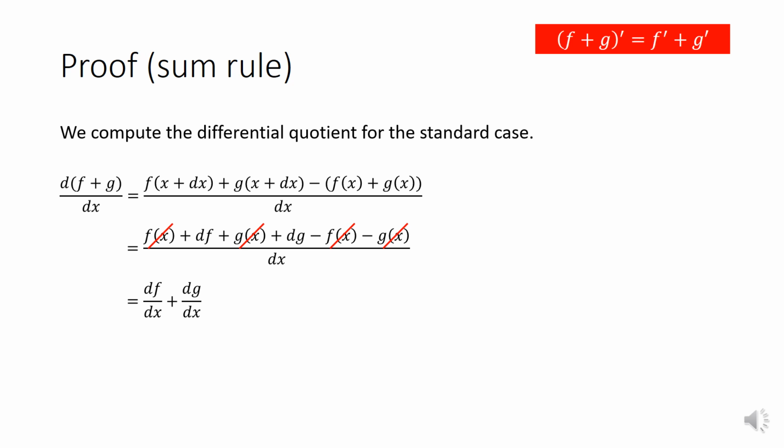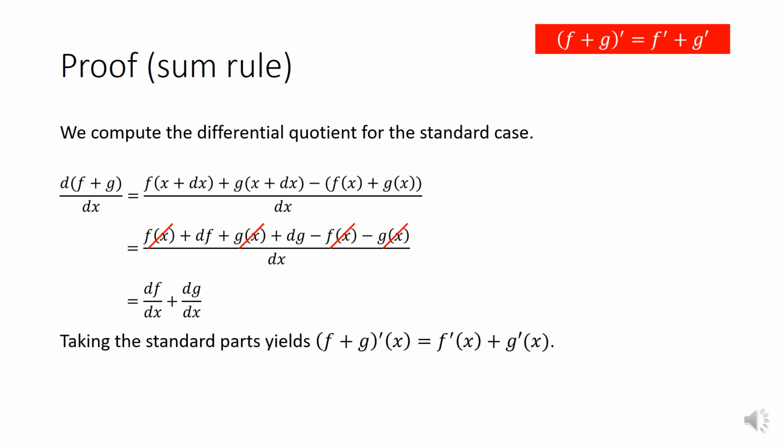Since f and g are differentiable at x, the standard parts of each of these two summands exist, and the standard parts are the derivatives f prime of x and g prime of x. So taking the standard parts yields the desired equation: (f plus g) prime of x is equal to f prime of x plus g prime of x. The general case follows by transfer.